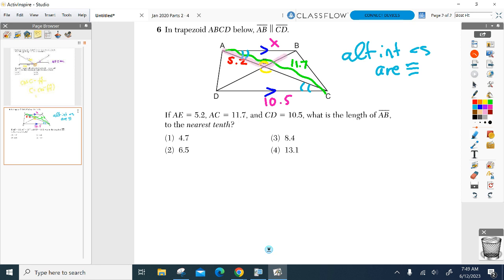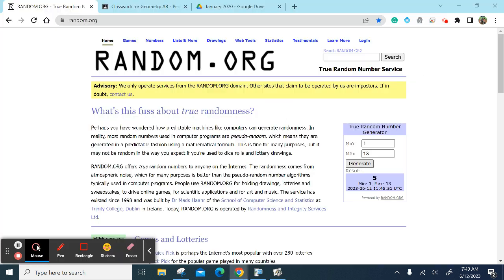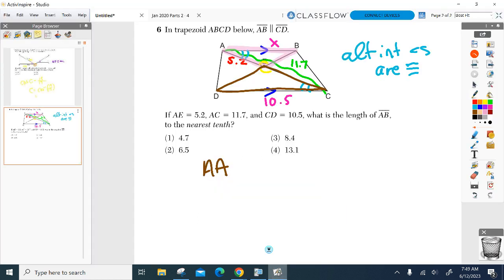Look at this triangle that contains two of those angles, and the triangle right below it. If they contain two pairs of congruent angles, what do I know about those triangles I just highlighted in pink and brown? They're similar. That's what this problem is. It's a similar triangles proof. And if they're similar, that means their corresponding sides are in proportion.